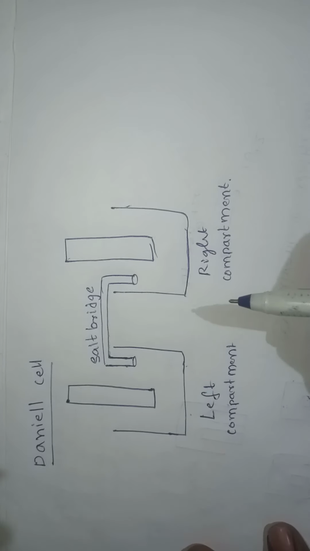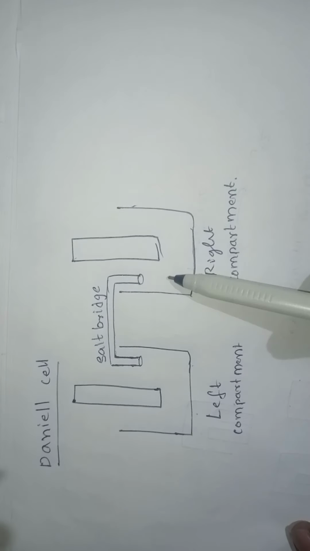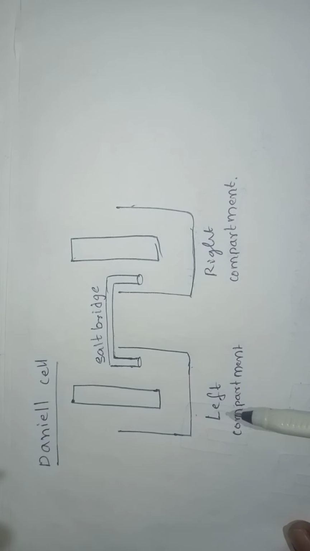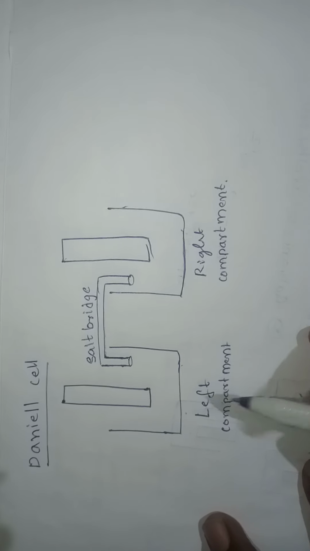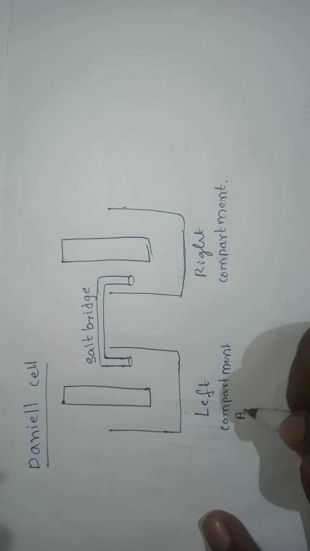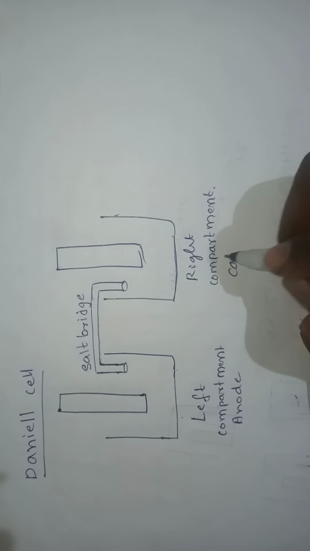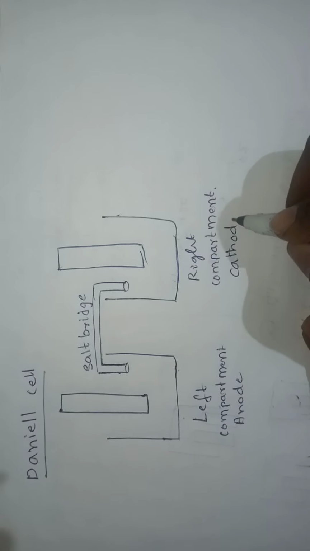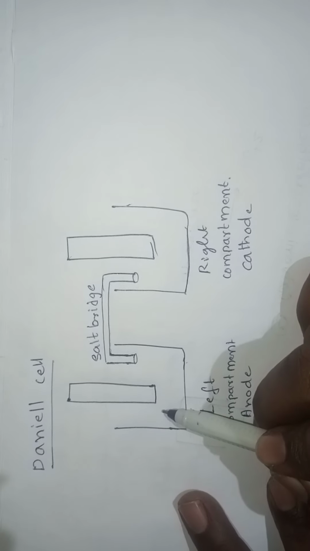Construction of Daniell cell. A Daniell cell consists of two compartments, a left compartment and a right compartment. The left compartment is known as the anodic compartment. The right compartment is known as the cathodic compartment, known as the cathode.